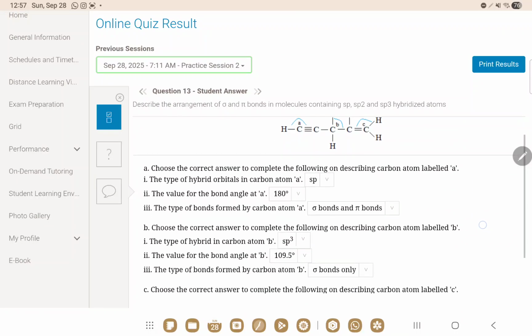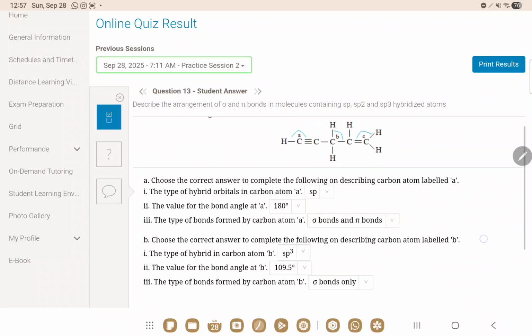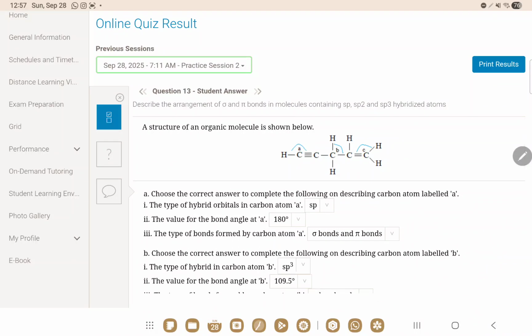Okay, this is new. So what type of hybrid orbitals do you have in A? Now, first of all, when we look, A is till this bond, so you cut. B is till this bond, so after this bond, or what it's connected to, you cut. C is in this bond, so you stop. You don't need to cut anymore.